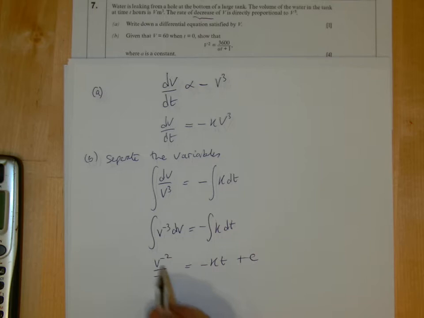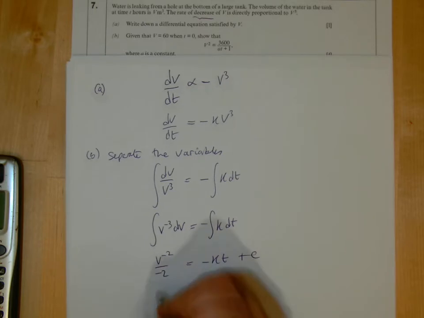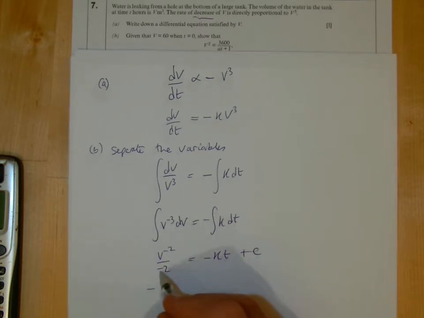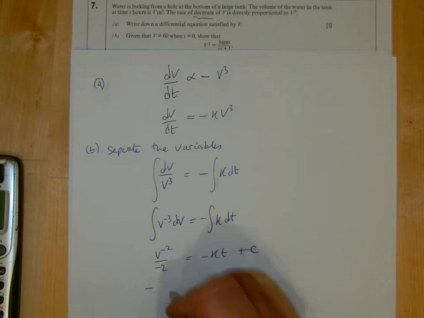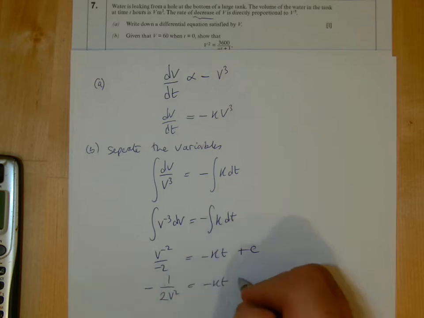Okay, so I can sort of better write this by putting that down. There's a minus in front there, of course, so put it in front of the whole fraction. Bring that down to be V squared. There'll just be 1 left on the top, and there's a 2 there, isn't there? So 1 over 2V squared, with a minus, equals minus kt plus c.